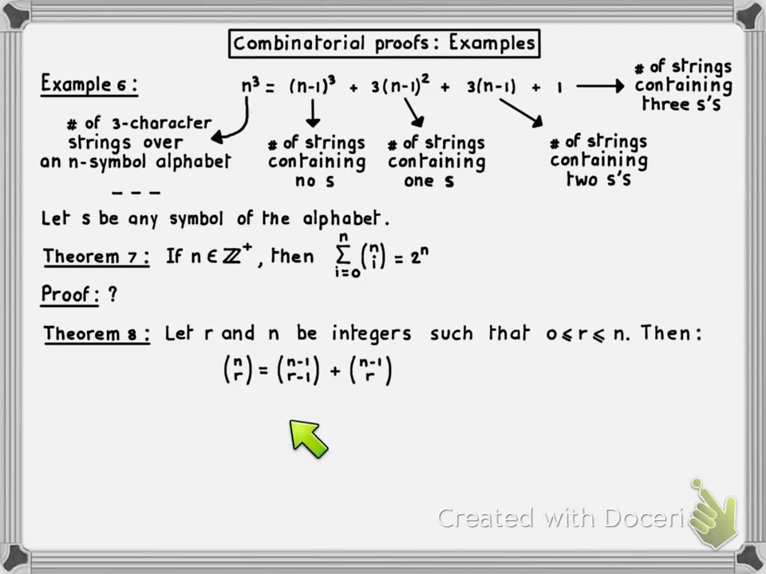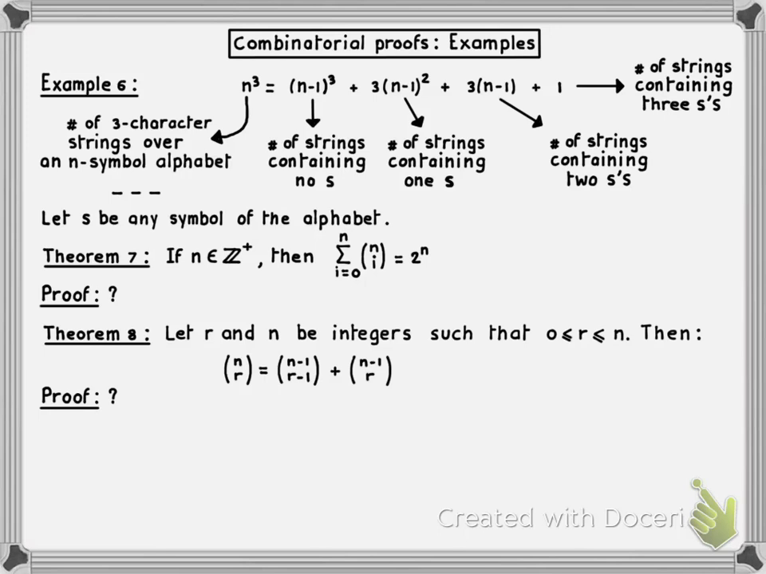Now this theorem says that this number is equal to the number of subsets of size r minus 1 taken from a set of size n minus 1, plus the number of subsets of size r taken from a set of size n minus 1. Now this identity is called Pascal's identity after the French mathematician and philosopher Blaise Pascal, who lived in the 17th century.